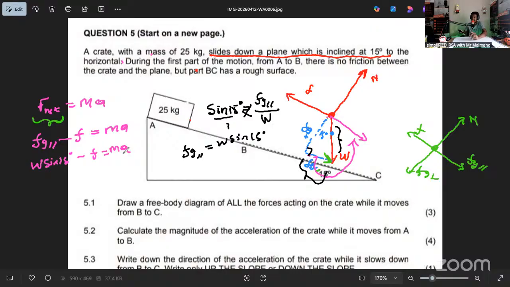But, you know, the reason why it's 4 marks, where do you think we're going to get our friction from? Because I don't think we have any information regarding the friction there. Any suggestion?